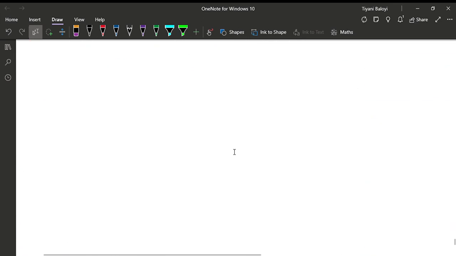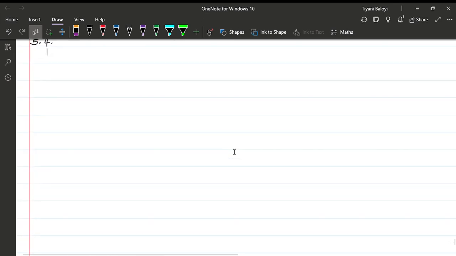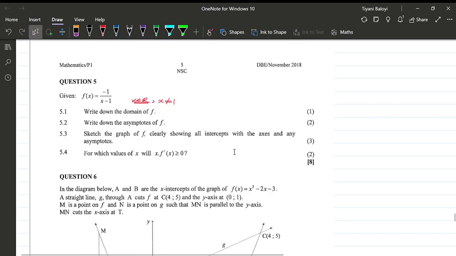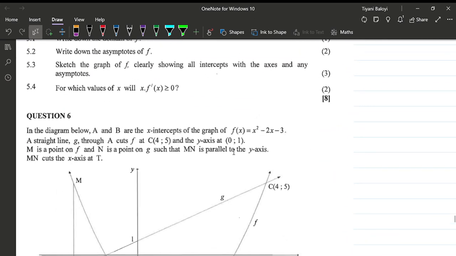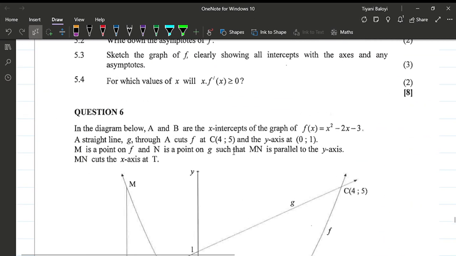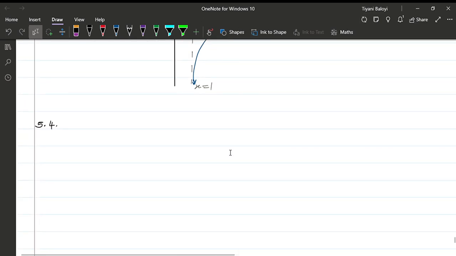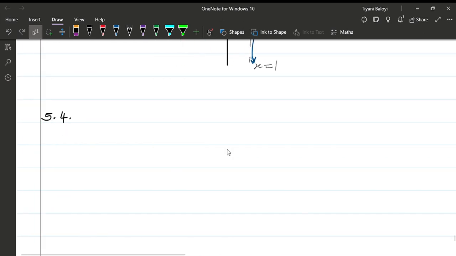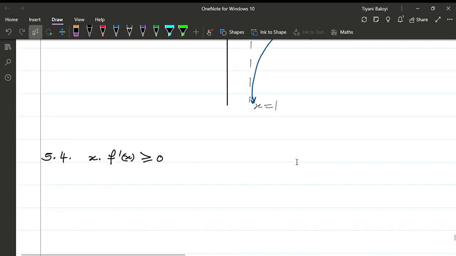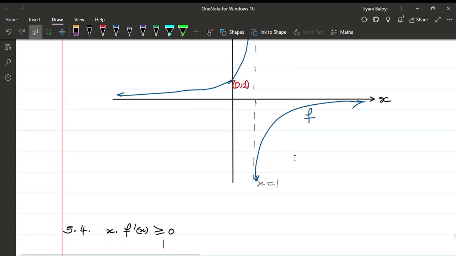For which values of x? For which values of x will x multiplied by the gradient of f be greater or equal to 0? Okay, so no need to stress. Let's just break it down. It says for which values of x we have x and the gradient, which is f prime of x, should be greater or equal to 0.